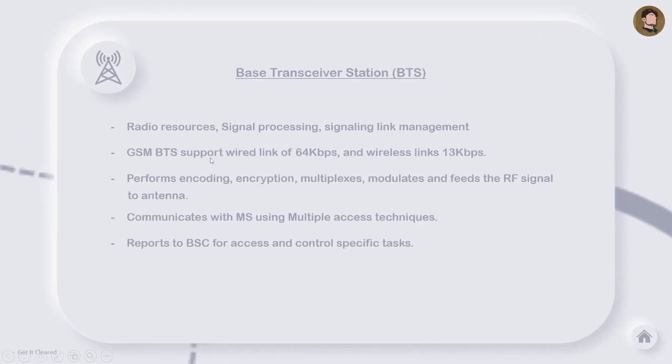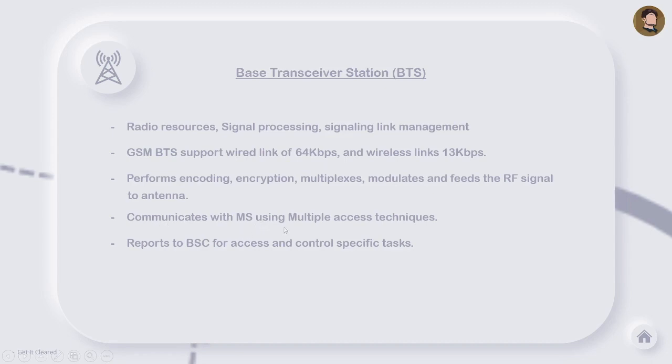In GSM the BTS supports a wired link of 64 kbps and a wireless link of 13 kbps. So basically the bandwidth of your GSM architecture ranges from 13 kbps to 64 kbps, and it depends upon whether the link is wireless or wired. The BTS also performs encoding, encryption, multiplexing, and modulation of the user's message signal, and then feeds the RF signal to the antenna. It's obvious that your message signal has to be encrypted and encoded, then various multiplexing techniques are used, and then modulation is done. Modulation means a low frequency message signal is mounted over a high frequency carrier for transmission.